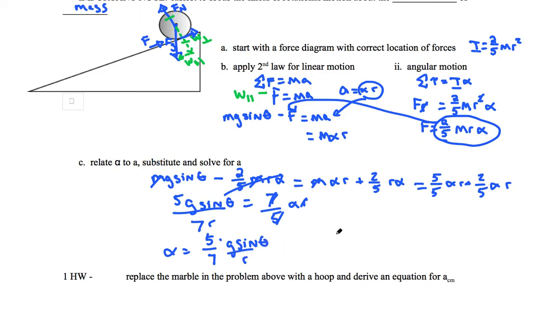Now if I want to get a is equal to alpha times r, I basically take this expression and multiply it by r. So I get 5/7 g sine theta divided by r, that's my alpha, times my r. So the r's cancel out, and I just get 5/7 g sine theta.